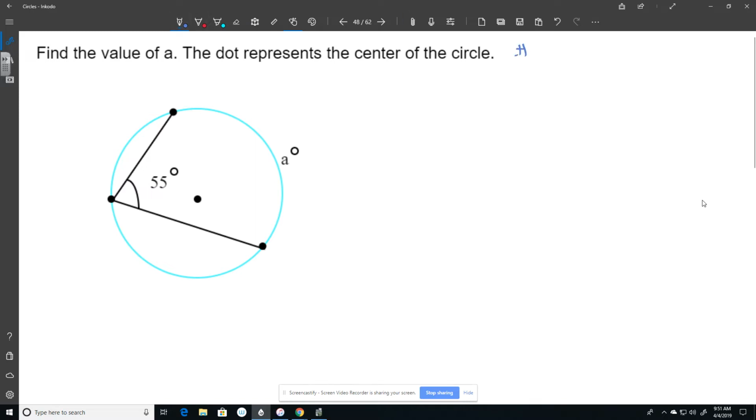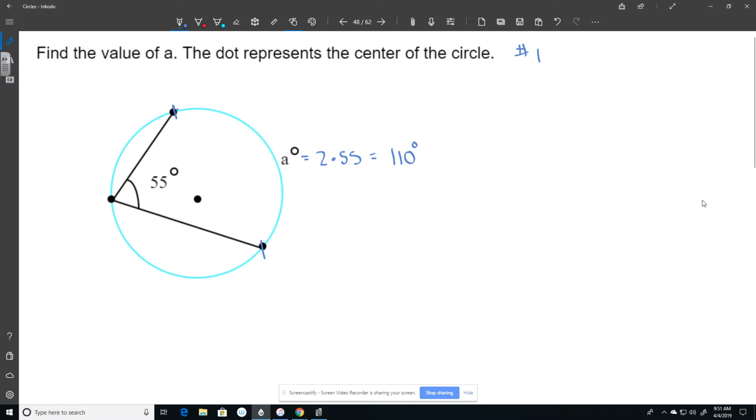Number one, find the value of A. The dot represents the center of the circle. So you have your angle right here that's 55 degrees, and you're looking for A, which is this arc that goes from that line where it intersects the circle to this one. If you remember, the inscribed angle here is half of what the arc's measurement is. So if this is 55, then A is 2 times 55, which is just 110 degrees.